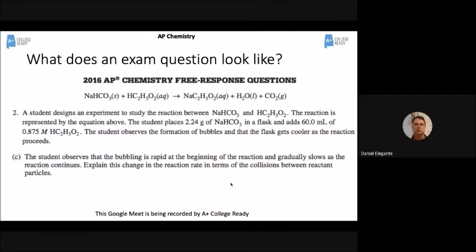So this is all about the FRQ. That's what we're going to train you for because that's what's coming up on the AP exam. So this is an FRQ I found from 2016 that asks you to think about collisions. So I'm going to give you 30 seconds or a minute. Go ahead and read through it.